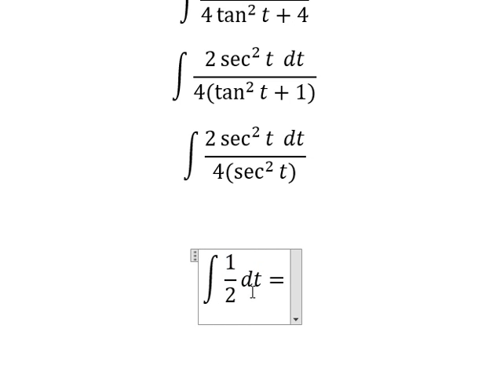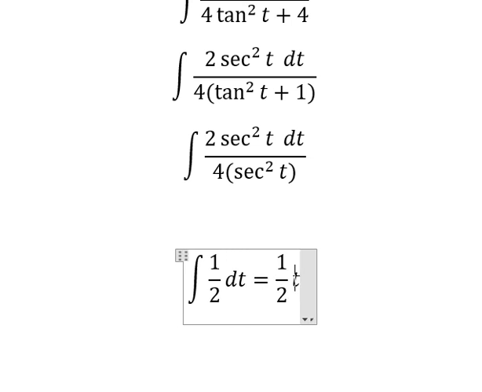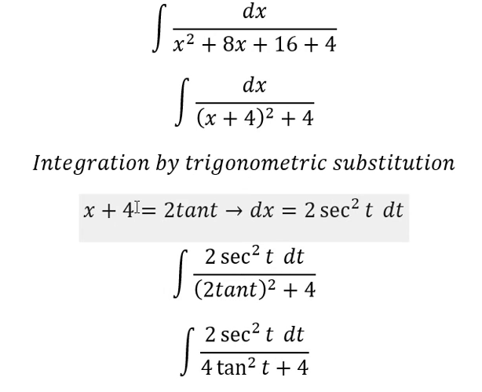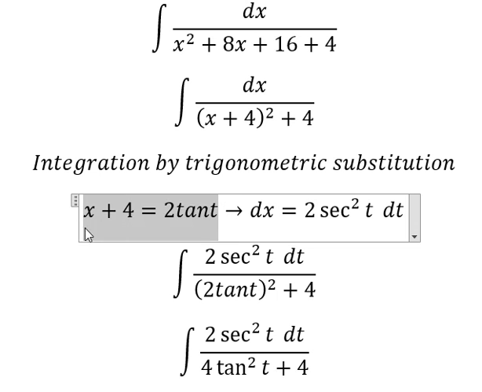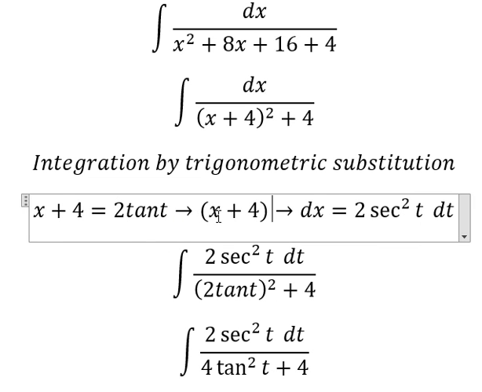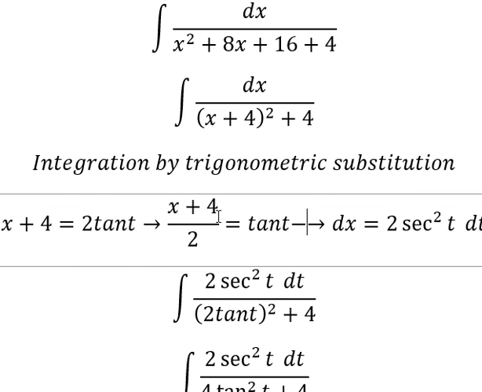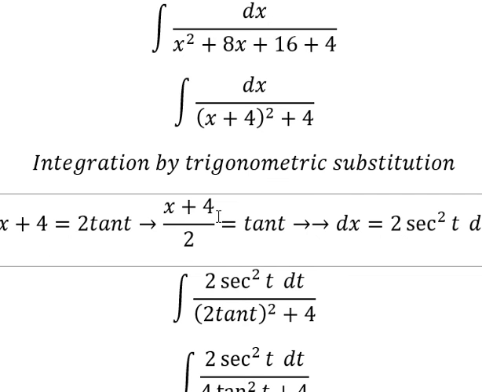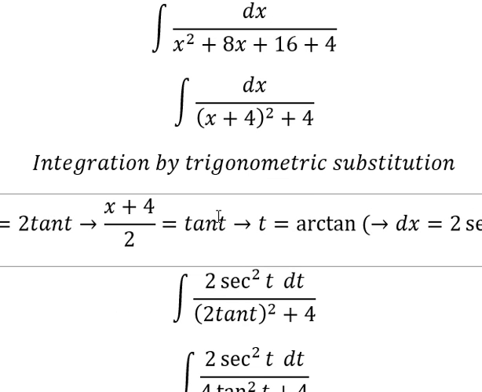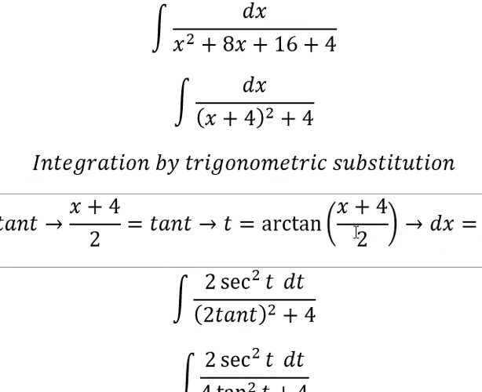The integration of dt, we have t in here, and we put about c. About t, that is about this one. So we need to divide both sides by number 2. And later that we can find the value of t equals to arctan of this one. And then I will put this one to change for t.